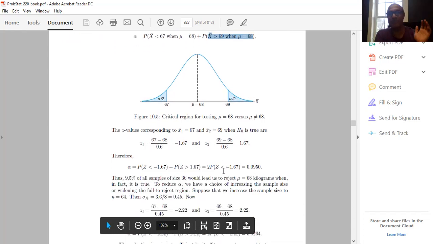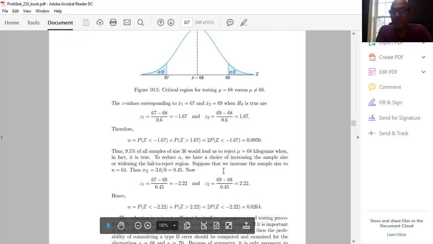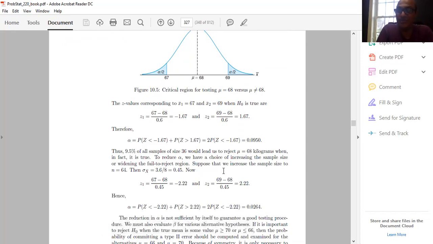It says that 9.5% of the samples of size 36 would lead us to reject mu equal to 68 kilograms, where in fact it is true, right? To reduce alpha, alpha is the probability, and the probability is small, very, very low, right? To reduce alpha, we have a choice of increasing the sample size or widening the fail to reject region, meaning widening your mean value.